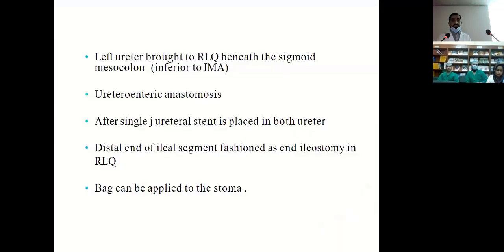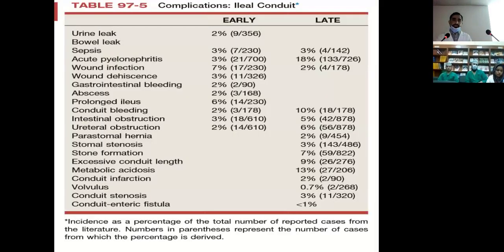Then the left ureter is brought to the right lower quadrant beneath the sigmoid mesocolon and inferior to the inferior mesenteric artery. Ureteroenteric anastomosis is done. After the single J ureteric stent is placed in both ureters, the distal end of the ileal segment is brought out as an end ileostomy in the right lower quadrant. The appliance can be applied to the stoma.